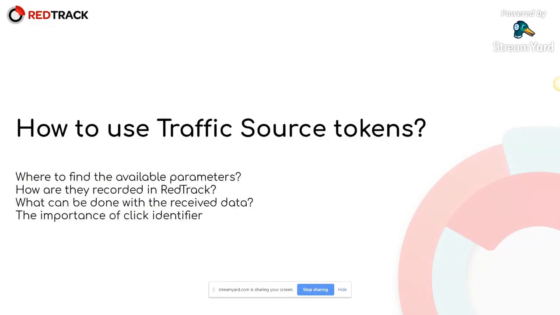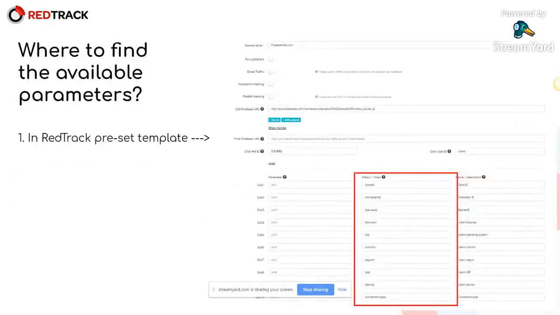How to use traffic source tokens, and here we have some subtopics. Where to find the available parameters, how are they recorded in RedTrack, and what can be done with the received data. Also, a little bit about the click identifier. So where to find the available parameters?